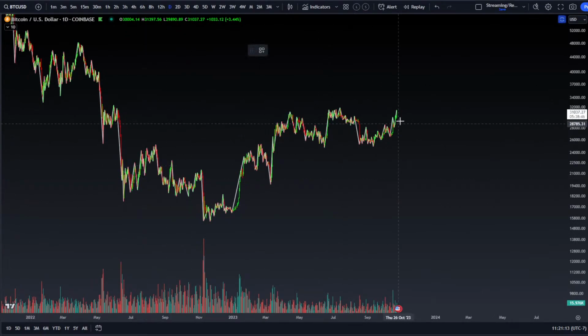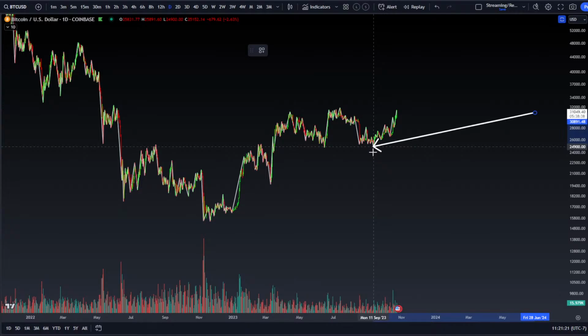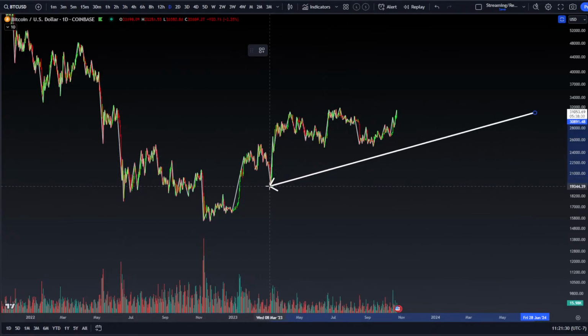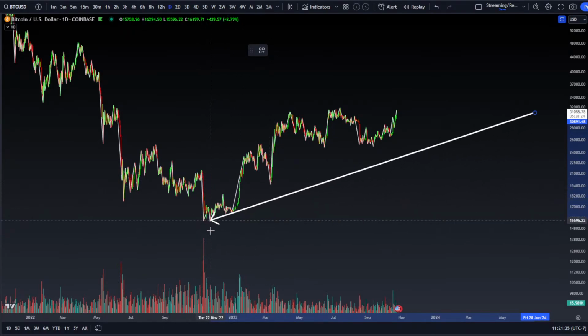Maybe if Bitcoin was to fail this downside area at 24.9, and especially this wick low at 24,750, then we see this 19.5 get tested. But I still wouldn't be looking for a full distribution structure that passes this low. That's what a lot of Wyckoff distribution guys are looking at right now.